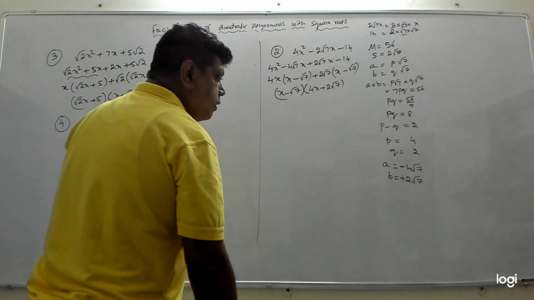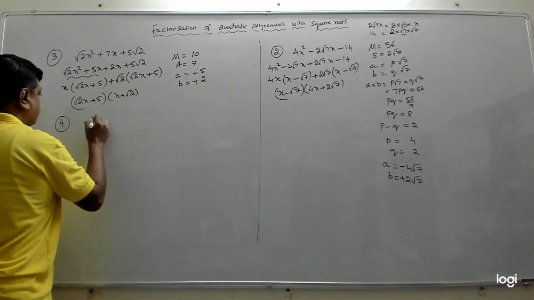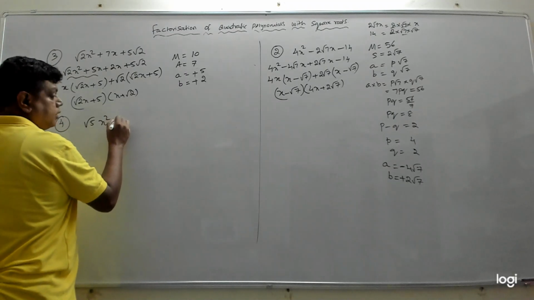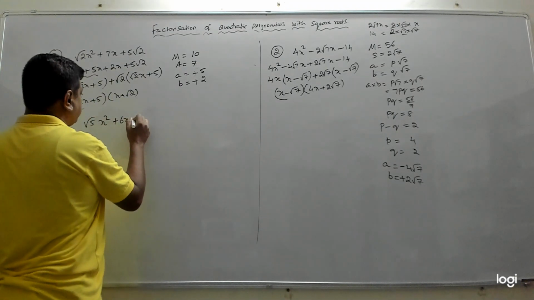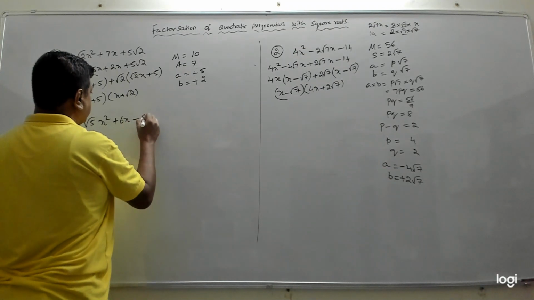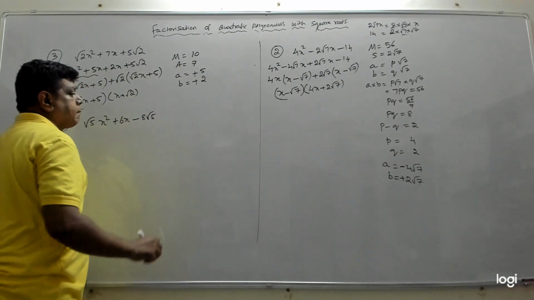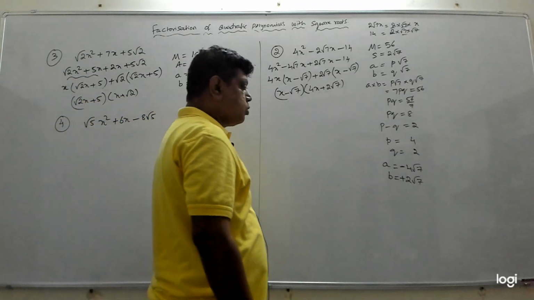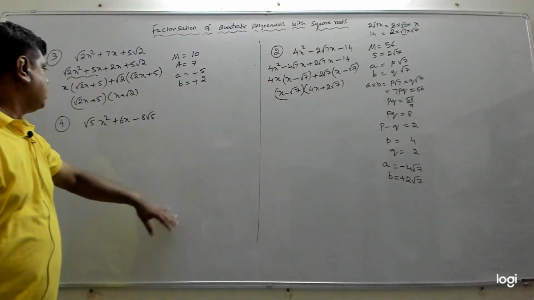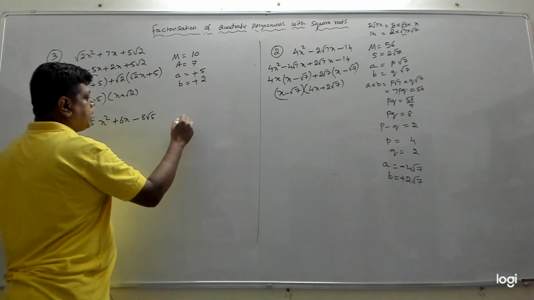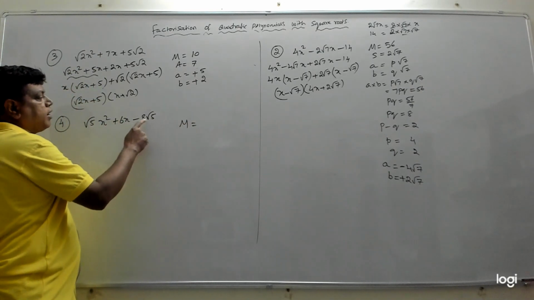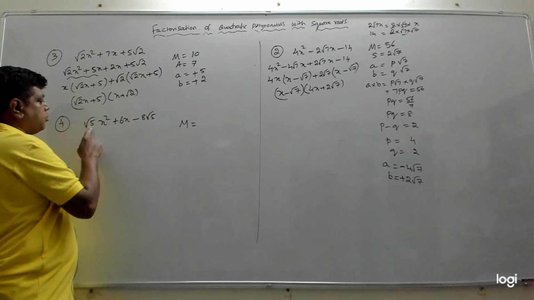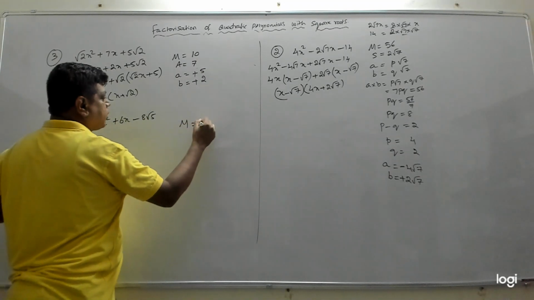The fourth one is what? Square root of 5 into x square plus 6x minus 8 into root 5. 8 into square root of 5. So this is the problem. Now again, what do we do? We'll write. When I multiply the two numbers, I should get the product of this into this. What is root 5 into 8 root 5? Root 5 into root 5 is 5. 5 times 8 is 40.